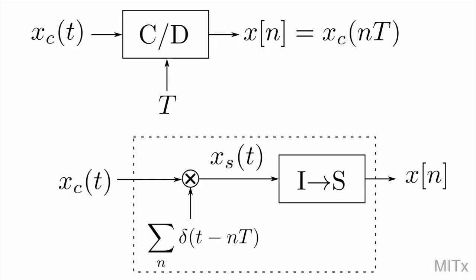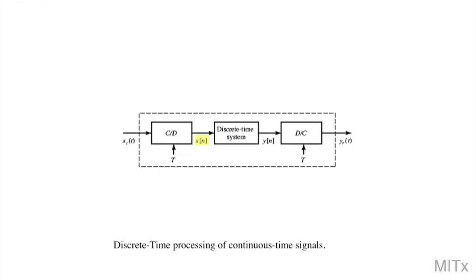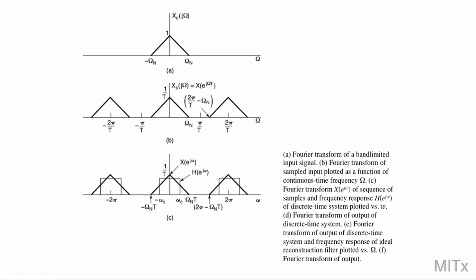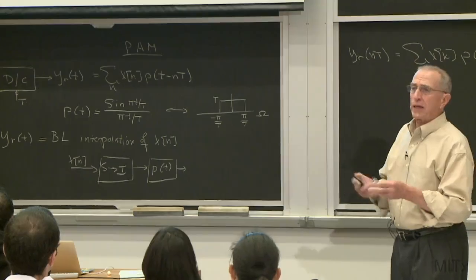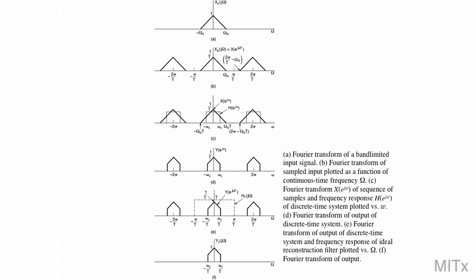And at first, just ignore what h of e to the j omega is here. So we've replicated the spectrum of the continuous time signal, and then at the output of the C to D converter, we're just normalizing the frequency axis so that 2 pi over capital T gets normalized to 2 pi. So we're at this point. Now we go through the discrete time system, and I've drawn it here assuming that it's an ideal discrete time low-pass filter, but it can be anything. What are we doing? We're multiplying the discrete time spectrum by the Fourier transform of the filter.